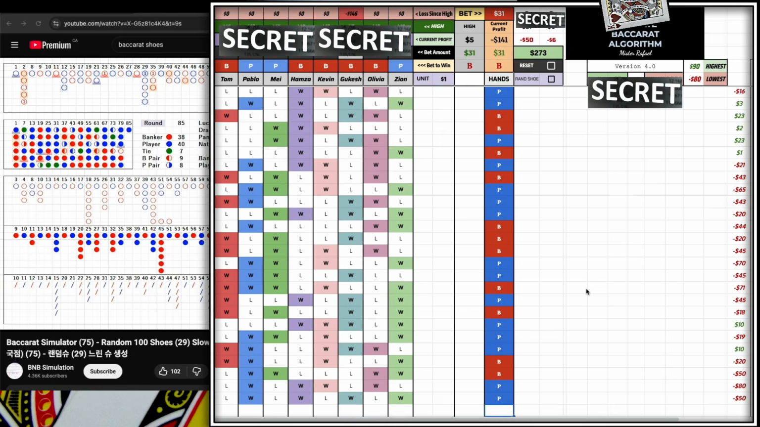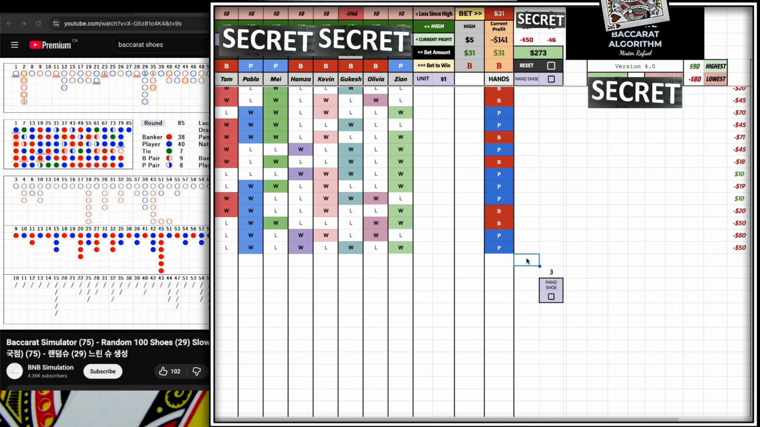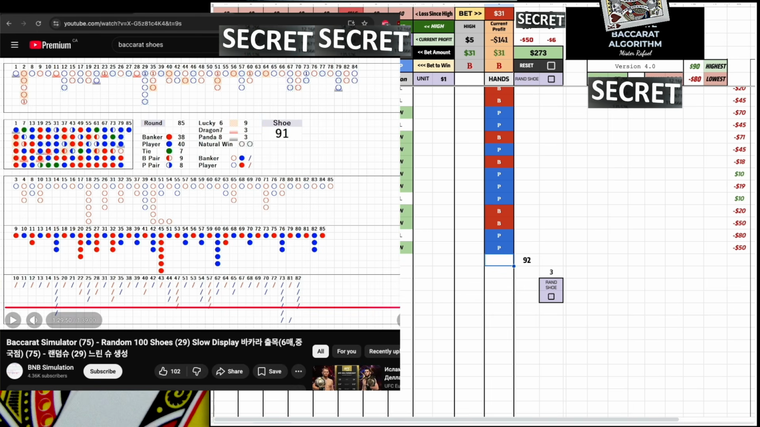Okay, so we actually went down a little bit. Got down to minus $80. Currently sitting at minus 50. Next bet $31 on banker. So we're gonna need another shoe here. Shoe 92. All right, let's skip ahead.